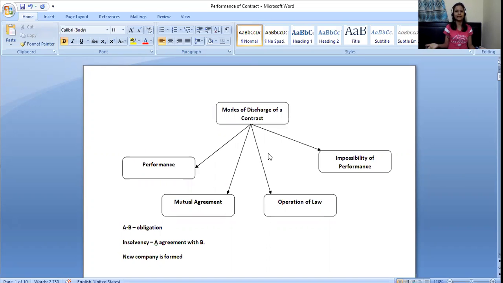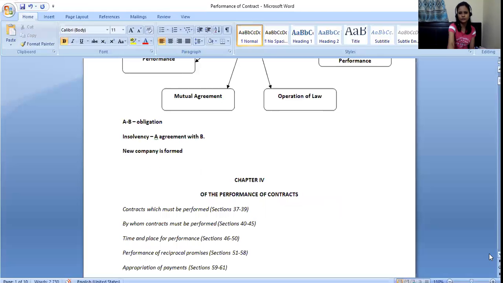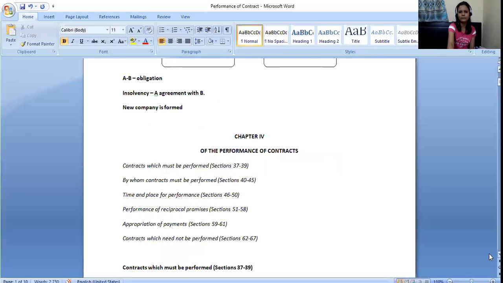Both the parties decided that maybe we don't want to proceed with this particular service or particular purchase, sale or other things. It may be by operation of law. The court would say that this is how it should be done or this is how you should settle the matter. Or it may be by way of impossibility of performance, that later on it became impossible for the parties to perform their part.